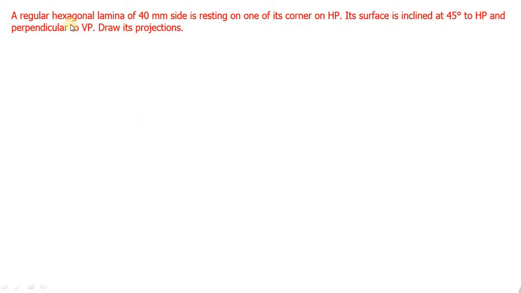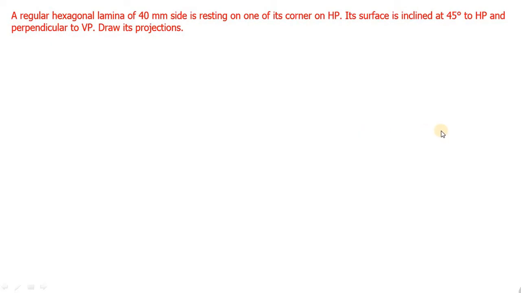So here it is given that it is a hexagonal lamina, which means it is a hexagonal plane. So lamina stands for plane of 40 mm side. So the side of the hexagon is 40 mm, resting on one of its corner on HP. If the corner is rested on HP in one particular plane, how will be the simple projection? Similarly, its surface should be tilted to 45 degree to HP. So if it is tilted to HP, definitely it will be perpendicular to VP. So let us start the problem.